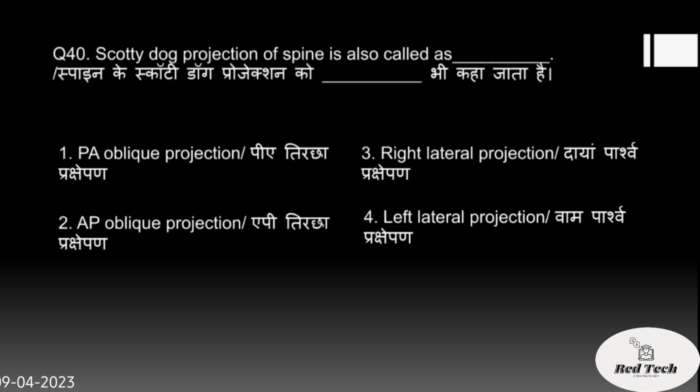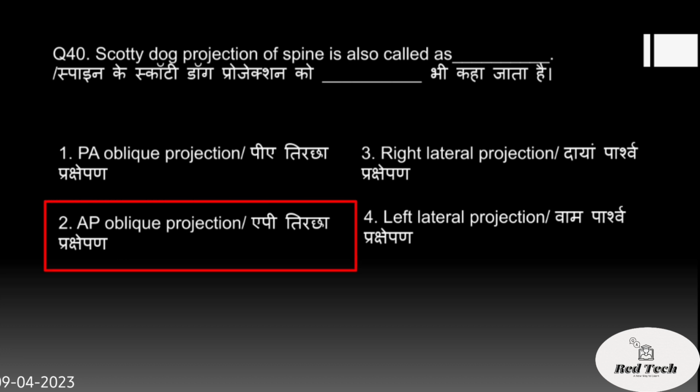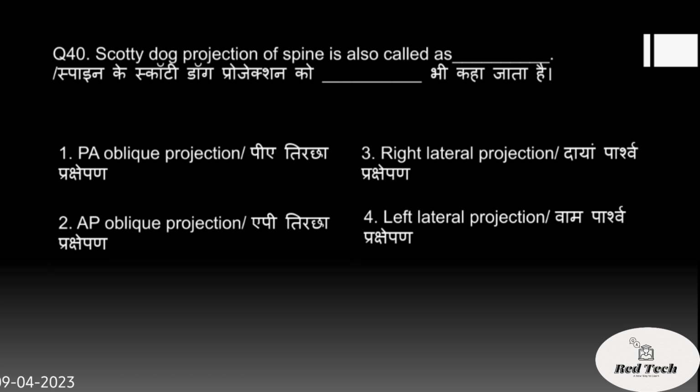Question number 40. Scotty dog projection of the spine is called as. What is the projection called for the Scotty dog of the spine? Option 1 is PA oblique projection. Option second is AP oblique projection. Option third is right lateral projection, and option 4 is left lateral projection. So the right answer is basically option number second, AP oblique projection, the Scotty dog projection of the spine.